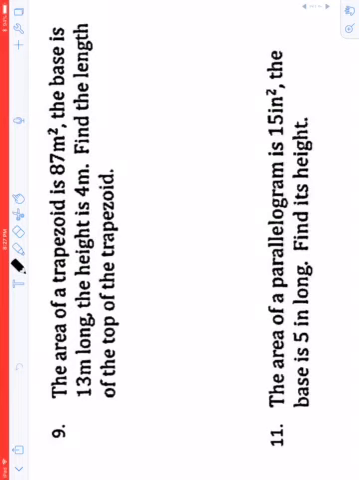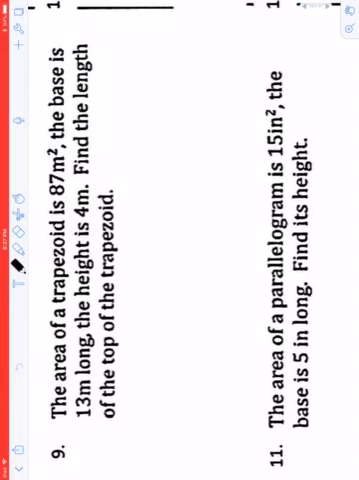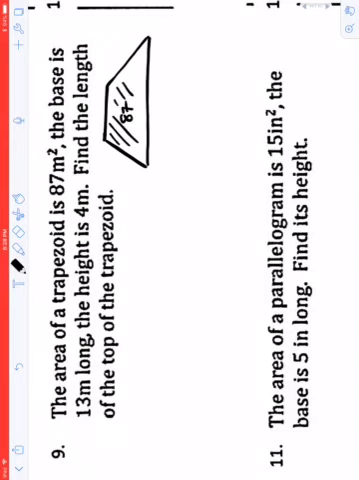Okay. The area of trapezoid is 87 meters squared. The base is 13. The height is 4. Find the top. So if you want, we can draw a little sketch here. Now, this is not going to be necessarily isosceles, so we don't know really what it's going to look like. Doesn't really matter what we sketch that as, but I know the area here is 87. So this whole area of my trapezoid is 87.